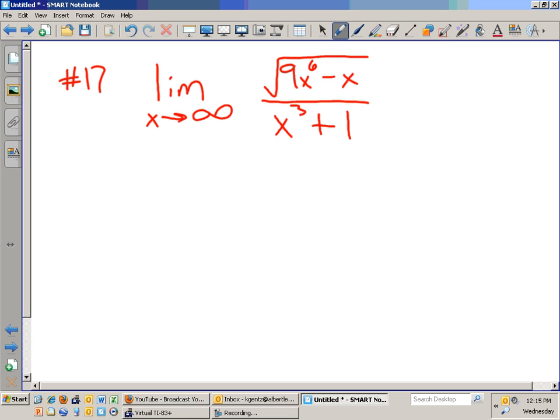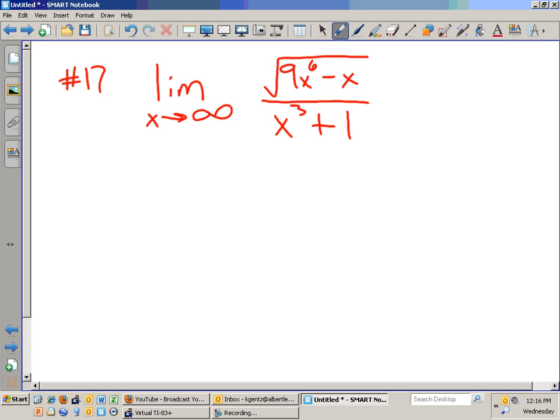The limit of the square root of 9x to the 6th minus x over x to the third plus 1. Okay? Now, this is a little bit trickier, you guys. It's definitely a little bit trickier. And here's why. What is my largest term? x to the 6th, kind of. But if you took the square root of x to the 6th, you would get x to the third. So I'm really going to divide the top and the bottom by x to the third.